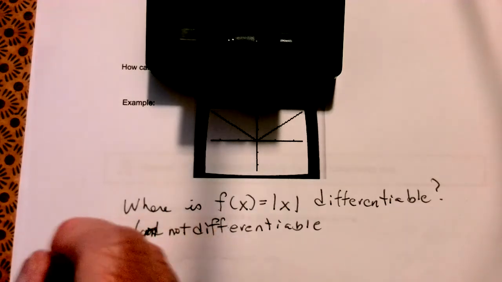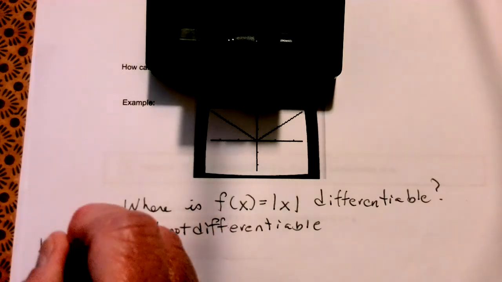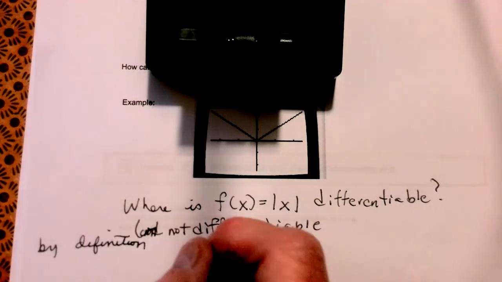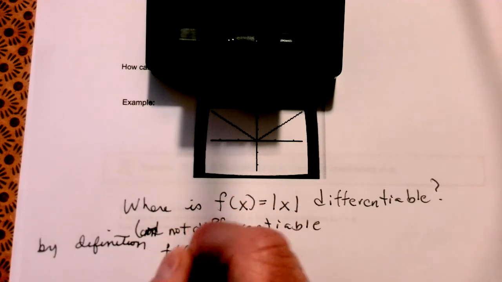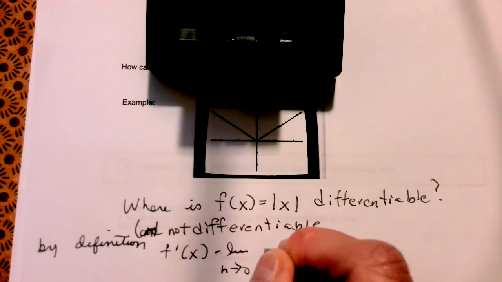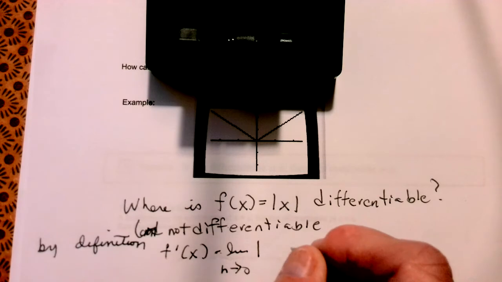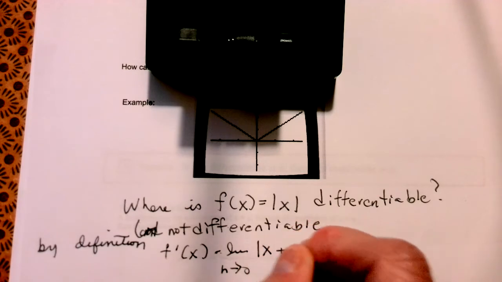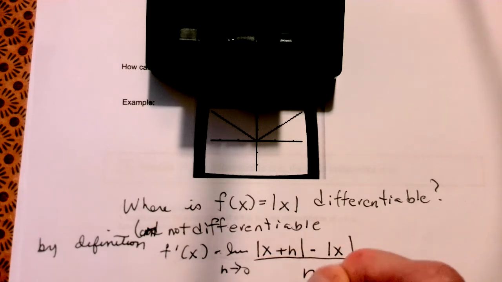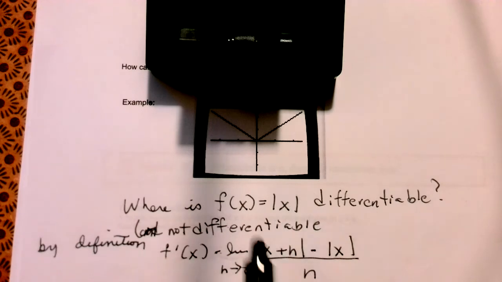So by definition of what the derivative is, f prime x would be, this is just the definition, the limit as h goes to 0. And then if we're using the absolute value function, it would be the absolute value of x plus h minus the absolute value of x, over h. Because remember, it's f of x plus h minus f of x over h.